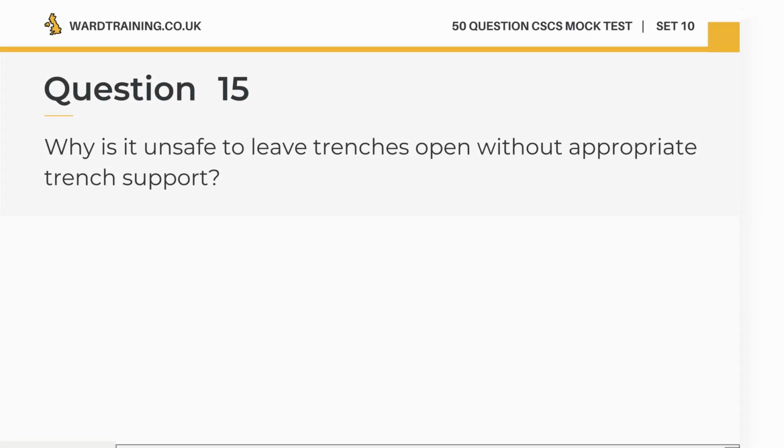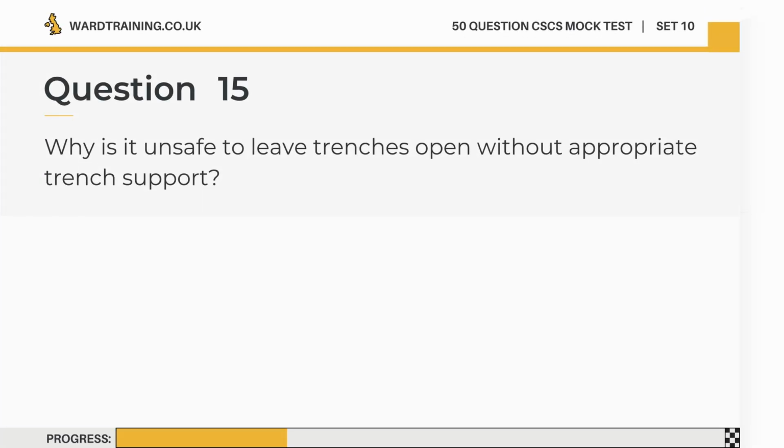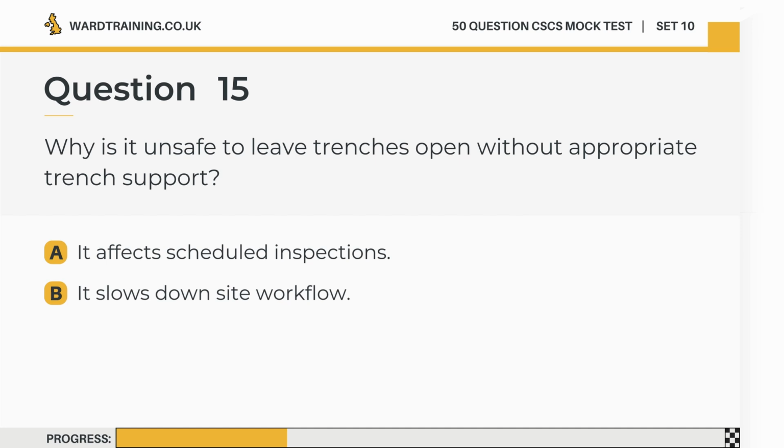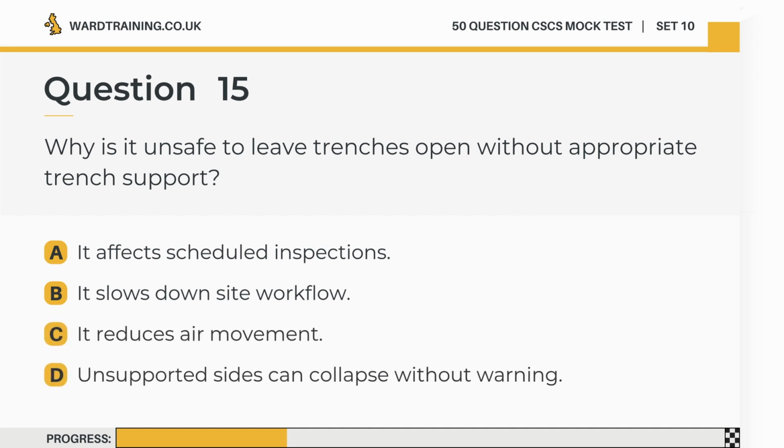Question 15. Why is it unsafe to leave trenches open without appropriate trench support? A. It affects scheduled inspections. B. It slows down site workflow. C. It reduces air movement. D. Unsupported sides can collapse without warning.